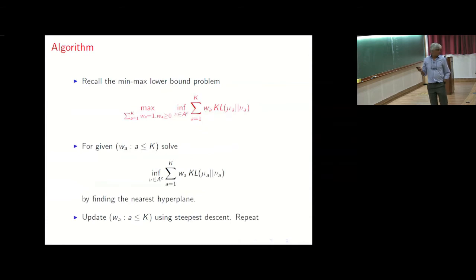Okay, so let's just move on. Recall the min-max lower bound problem is given as follows. Given w_k, we solve this problem, and this just means, as I mentioned, expanding the ellipse by finding the nearest hyperplane, and then you use steepest descent. You update your w's and just keep on going across the improved values of w.